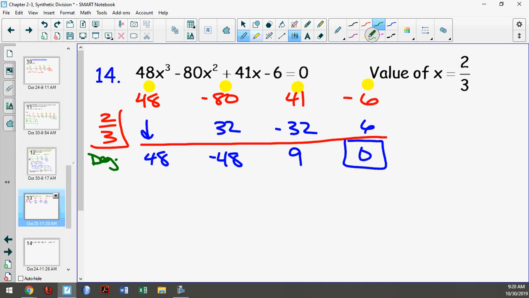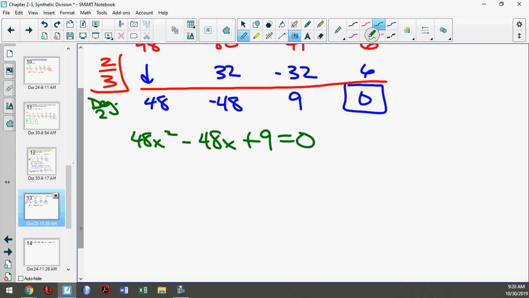So this turns out to be degree 2 now. So I have 48x squared minus 48x plus 9 equal to 0. Do we see that? Do I have a GCF? Do I have a number in common between 9 and 48? 3. So can I pull out a 3 to make life a little easier on myself? Yes. 48 divided by 3 is 16x squared minus 16x plus 3. Do we all understand that?